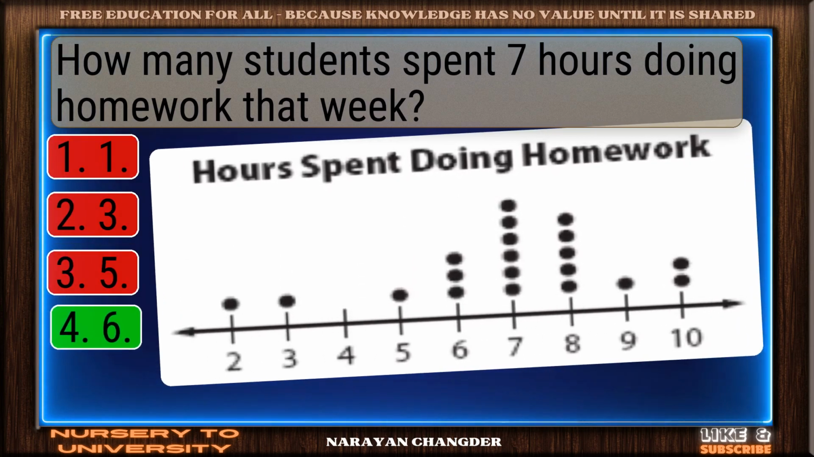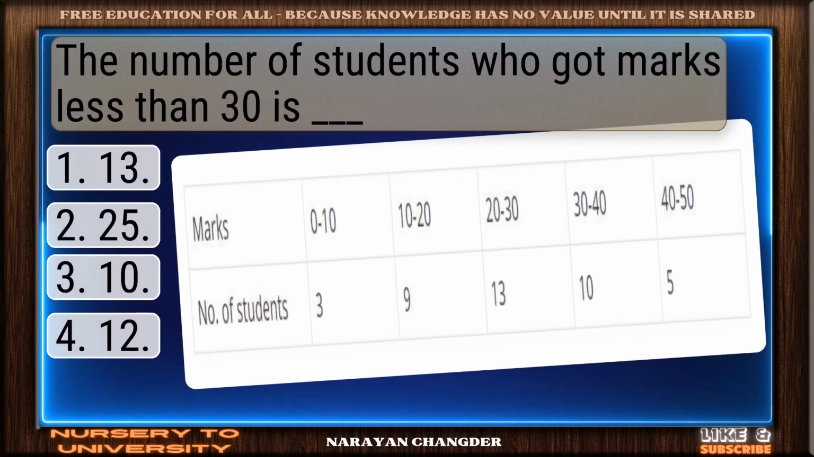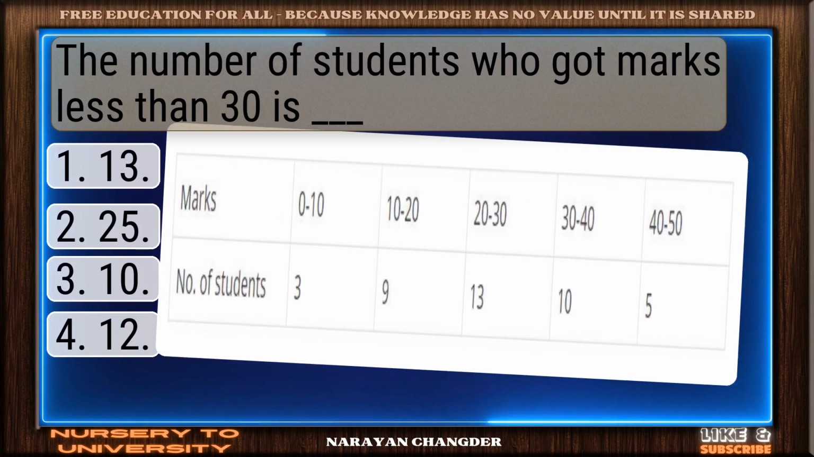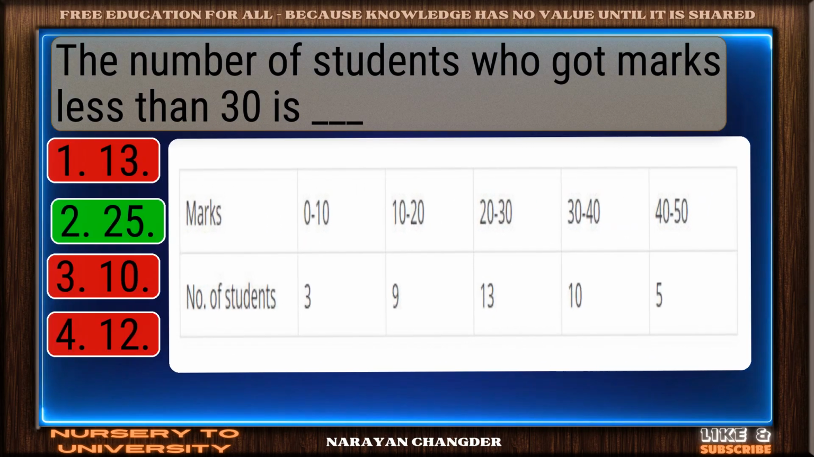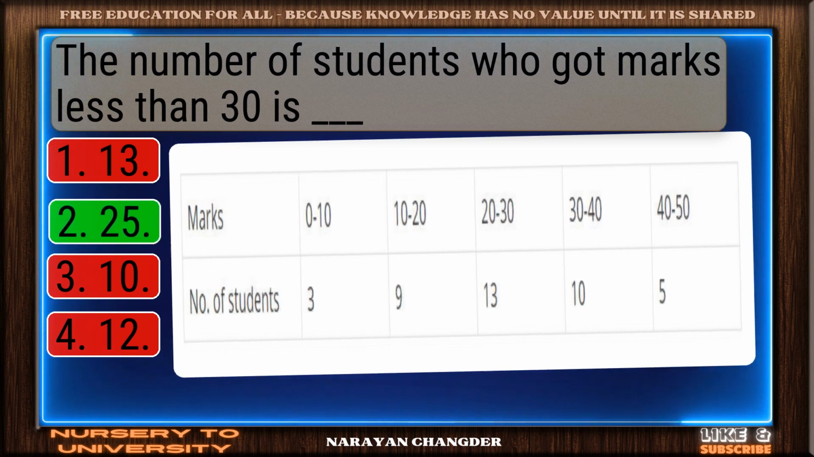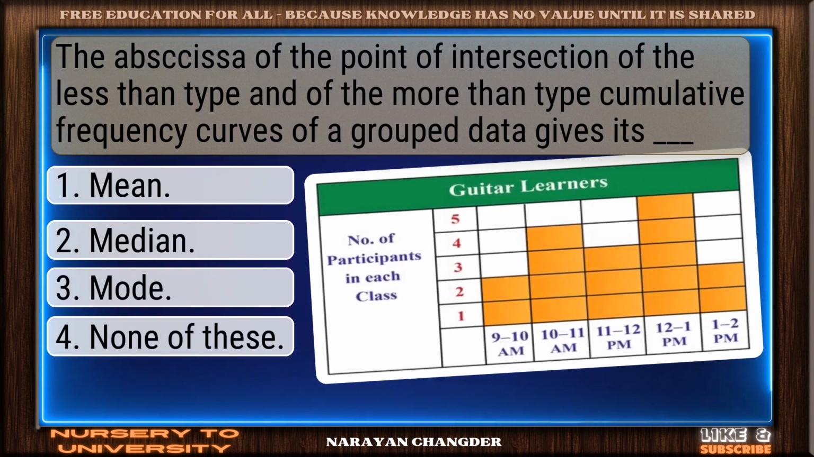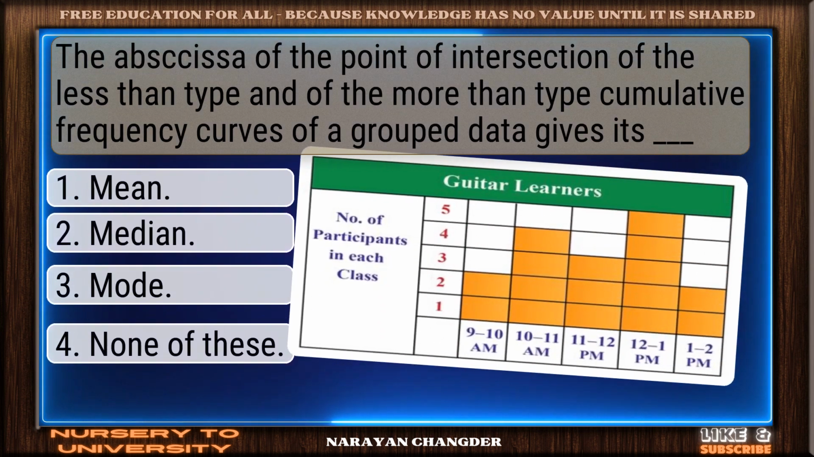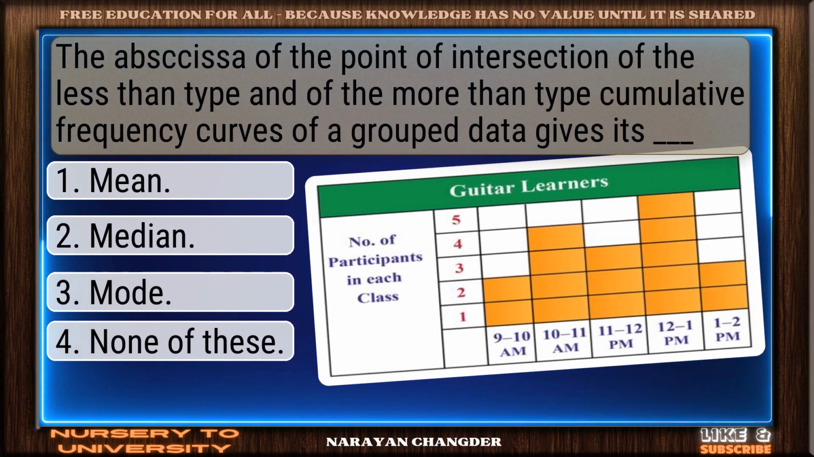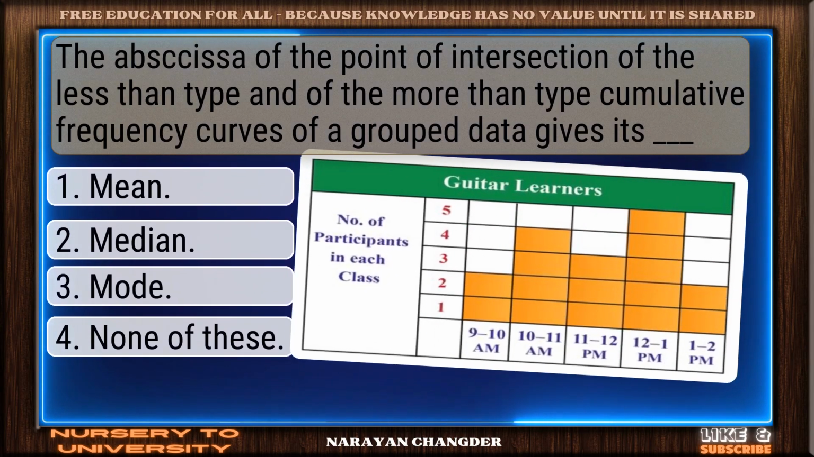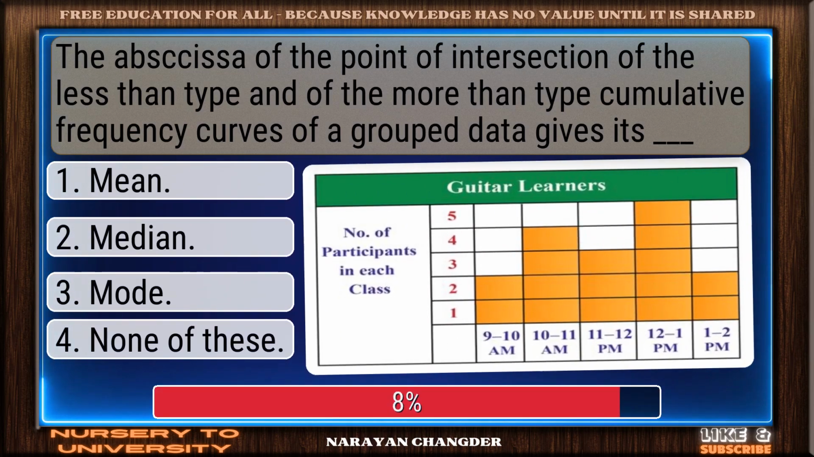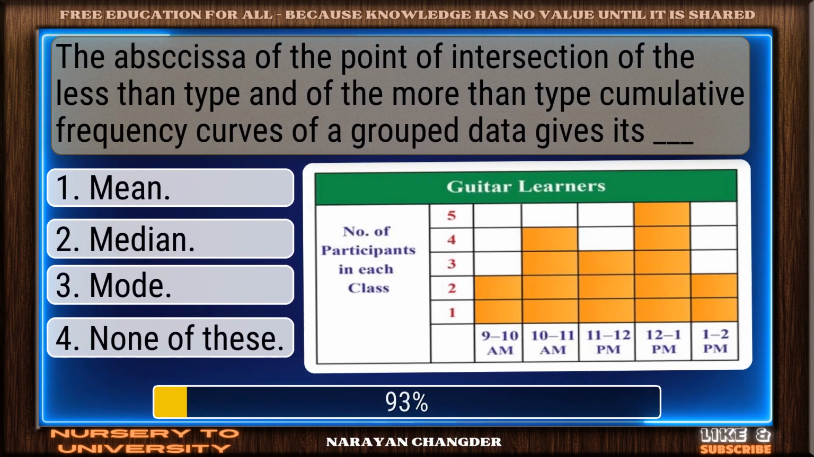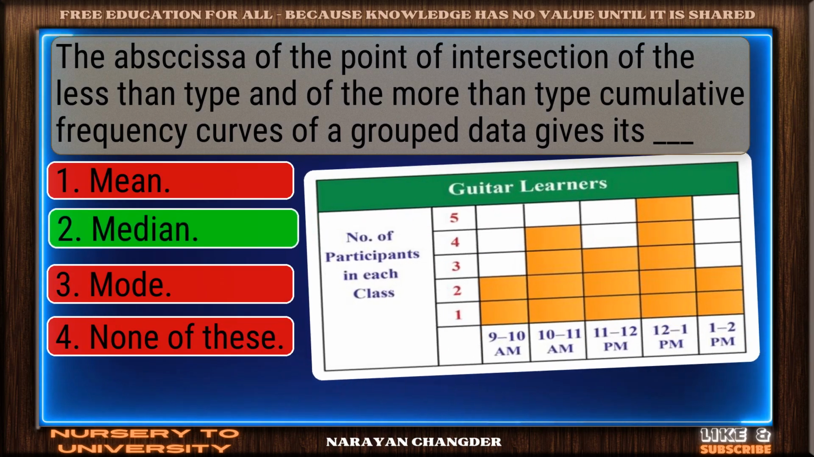Perfect. 6 is the one. The number of students who got marks less than 30 is dash. Excellent choice. 25 is right. The abscissa of the point of intersection of the less than type and of the more than type cumulative frequency curves over grouped data gives its dash. Great job. Median is accurate.